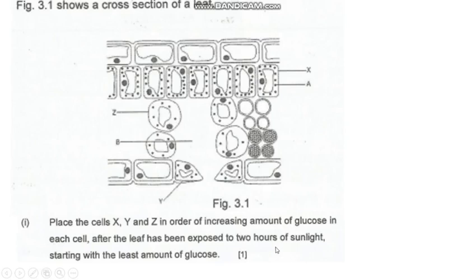So in terms of listing this cell, starting with the least, we are going to start with the guard cell, which is labeled Y, followed by the sponge cell labeled Z, then lastly followed by the palisade cell with the highest amount. So we are going to start with the Y, Z, and the X. So this is our answer. We'll start with Y, Z, then X. So we have answered our question Roman numeral 1.